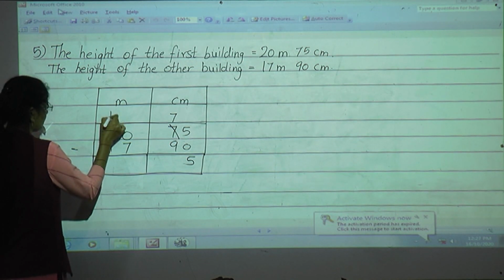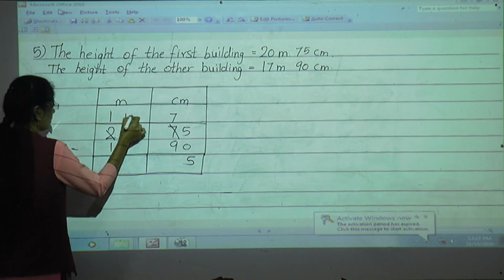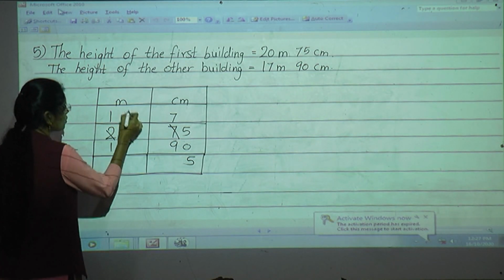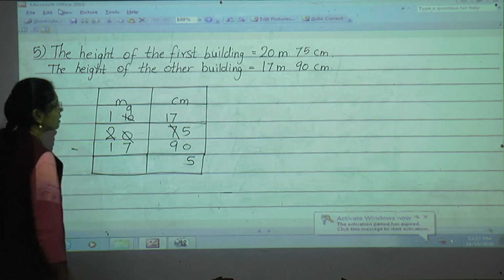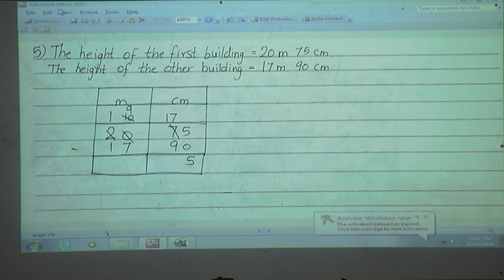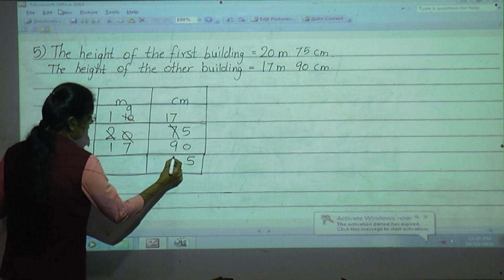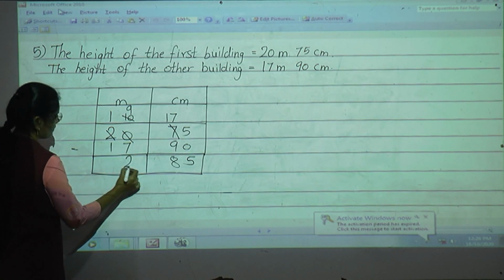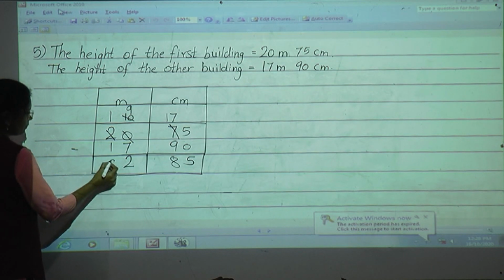So 2 minus 1, here 1 will remain and this 0 will become 10. Now from this 10 we will take one borrow. So here 9 will remain and this 7 will become 17. Okay. Now 17 minus 9. Yes, 17 minus 9. After 9, count your fingers till 17. Yes, 8. Okay, so we'll write here 8. Now we'll move to the meters column. 9 minus 7, 2. And here 1 minus 1, 0.